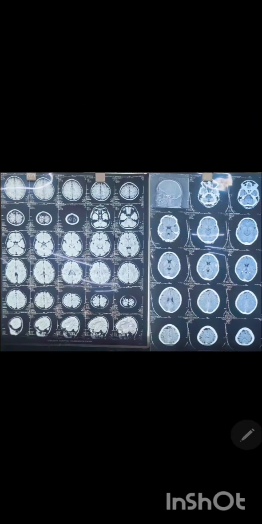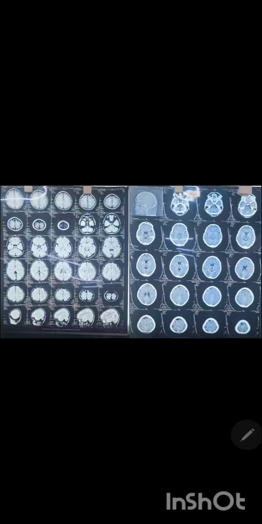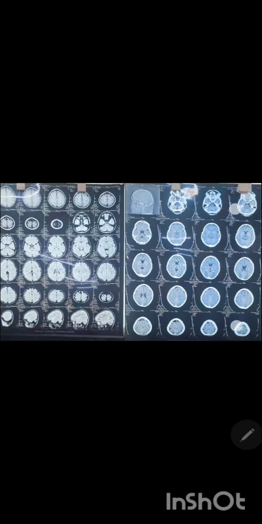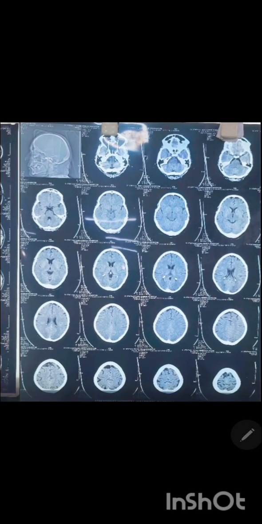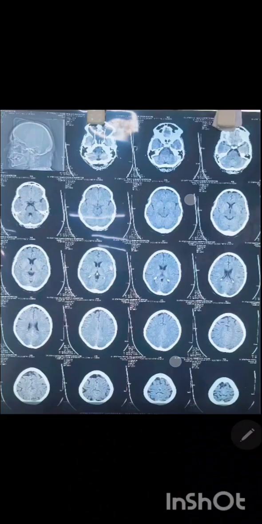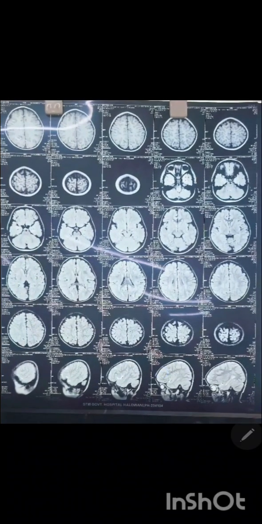And here are some key differences between the CT and MRI. Let's check. The key differences at a glance: on the basis of technology, in the CT scan, ionizing X-rays are used, but in the MRI, magnetic fields and radio waves are used.